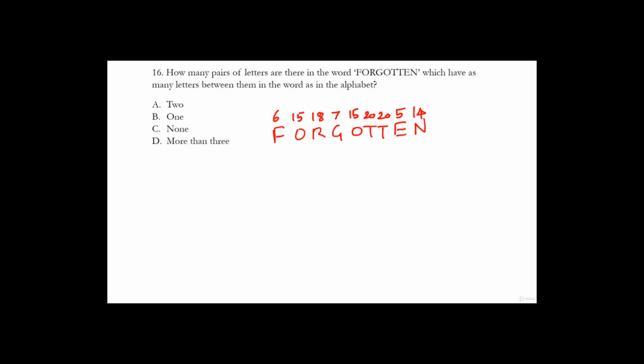Now F is first, O is second letter, 3, 4, 5, 6, 7, 8 and 9. Now 2 and 7, sorry, 2 and 7 have difference 5, and 15 and 20 have difference 5. So this is one pair which satisfies the condition.